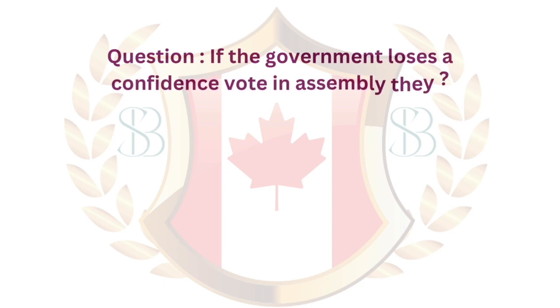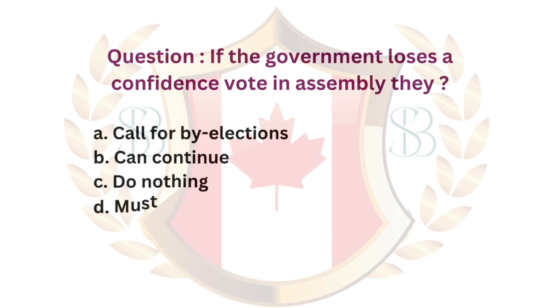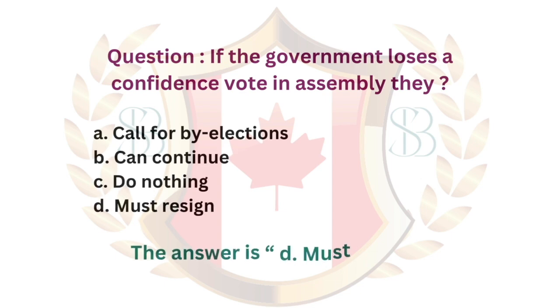Question. If the government loses a confidence vote in the Assembly, they A. Call for by-elections. B. Can continue. C. Do nothing. D. Must resign. The answer is D. Must resign.